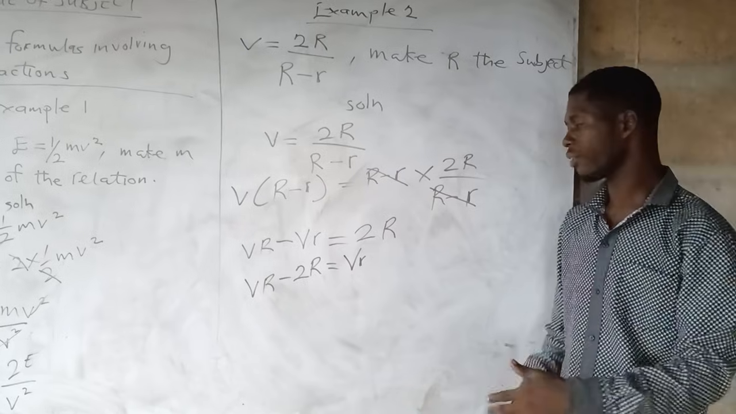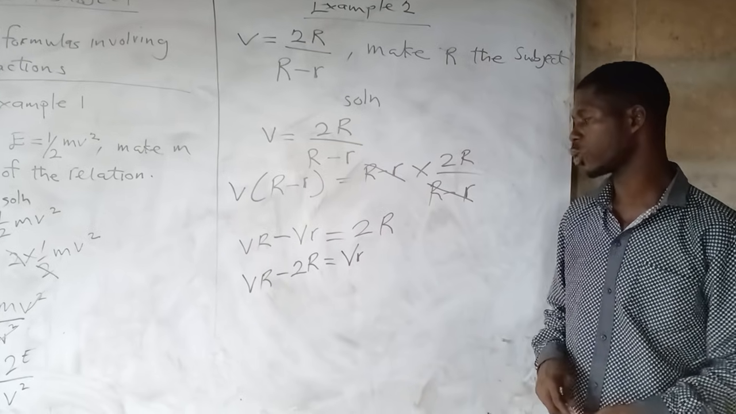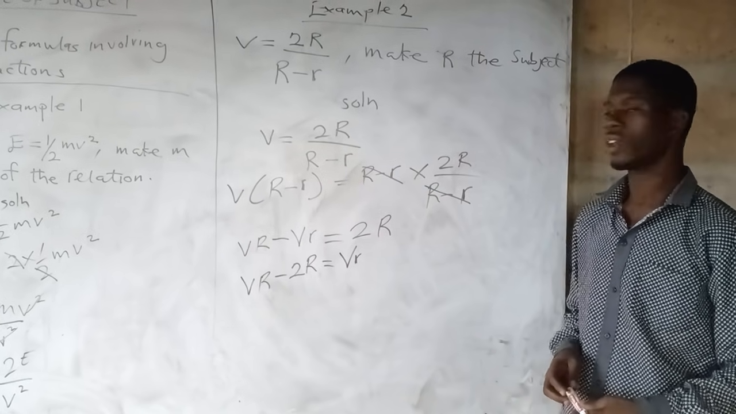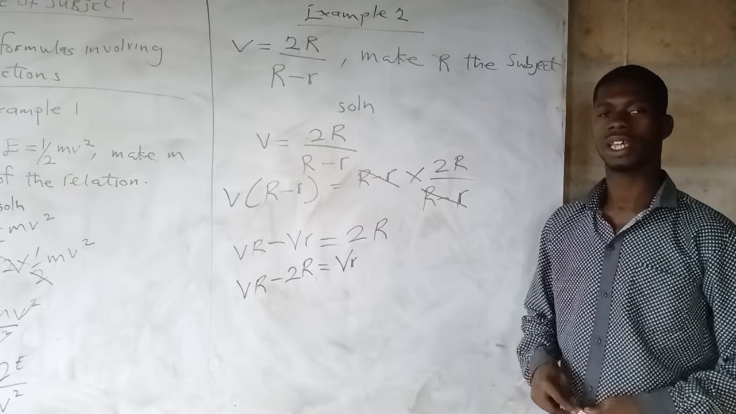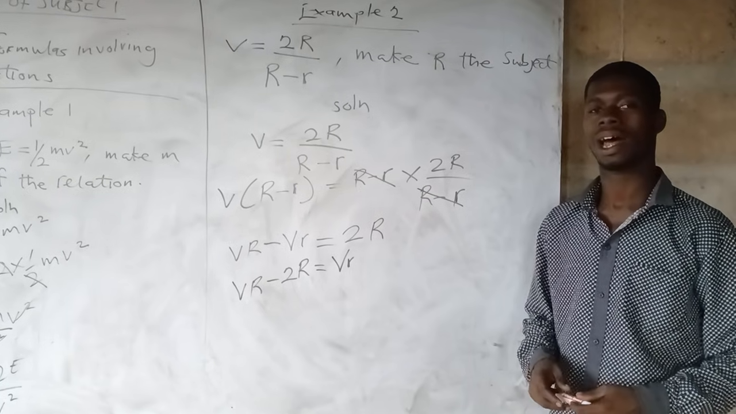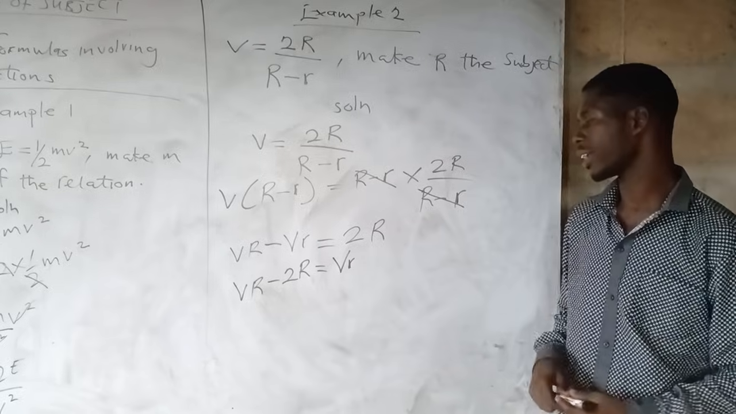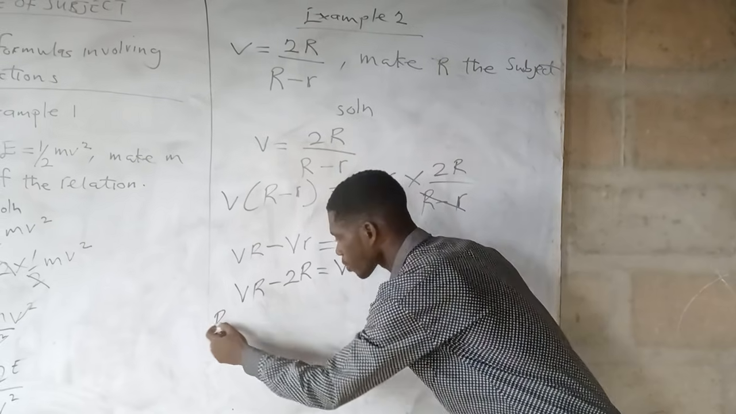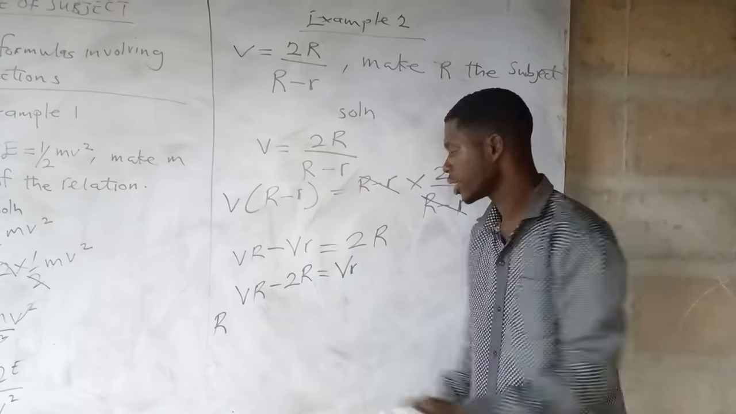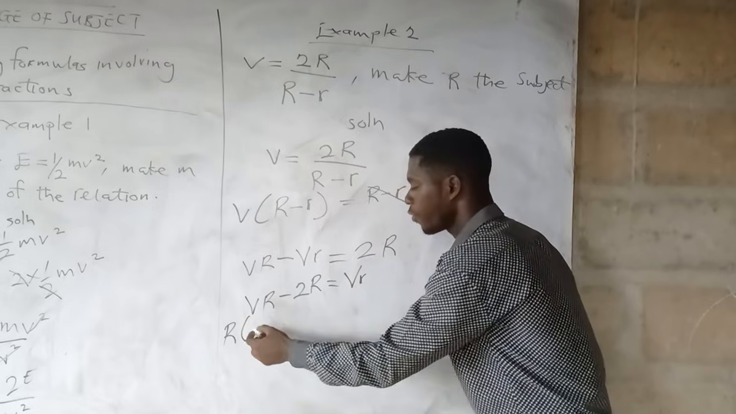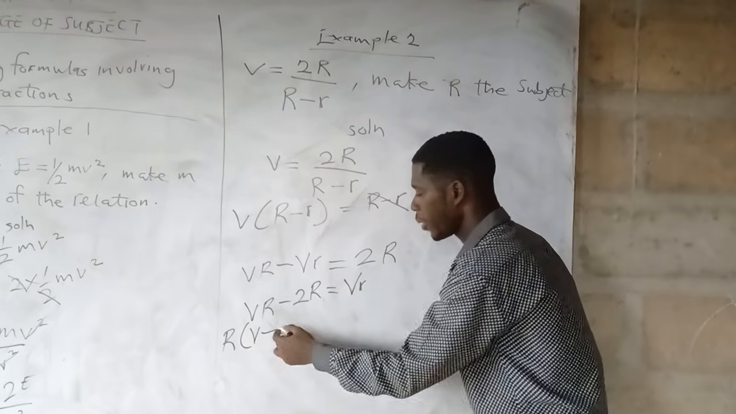Now for the left hand side, we have Vin R minus 2R equal to Vin small r. Yes, we are making the capital R the subject. So we can factorize. R will come out. When the R comes out, here we'll be left with Vin minus 2.